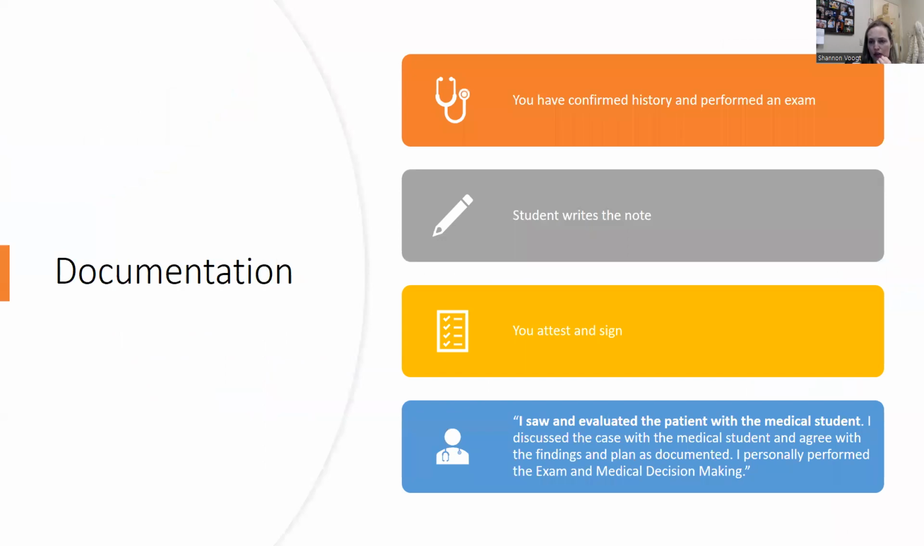And when you actually write the note, or the student writes the note, you will attest that you confirmed the history and performed your own exam. And you can use something like this. I saw and evaluated the patient with the medical student. I discussed the case with the medical student and agree with the findings and plan as documented. I personally performed the exam and medical decision-making.